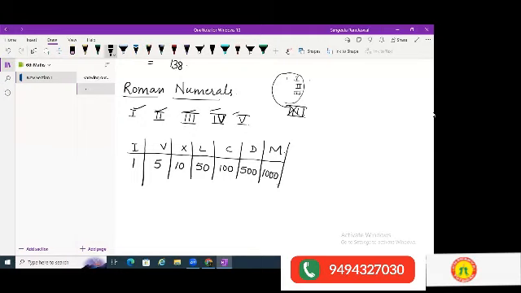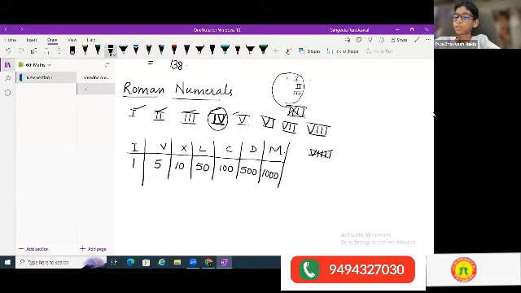So what do we do? We write 5 like this, and when we write some number towards the left side, it shows that the number is subtracted. So 5 minus 1 gives us 4, and this is how we represent 4. If we want to write 6, we write 5 and 1 added, so this becomes 6. When we add 2 with this, we get 7. When we add 3 with it, we get 8. But beyond 3, we cannot add any number. Can we write 9 like this? No, it's wrong.